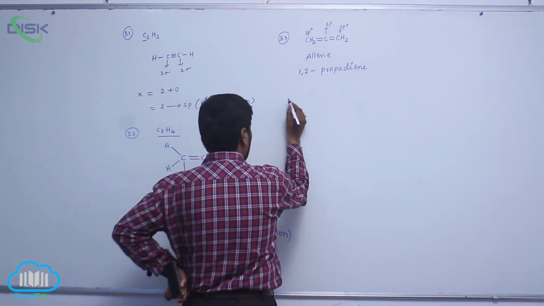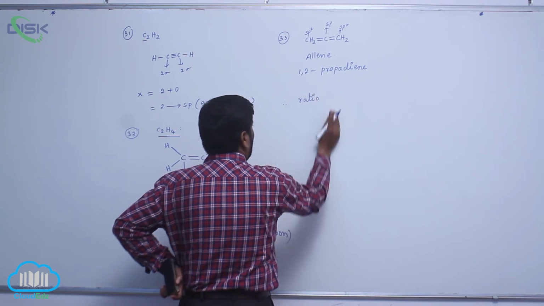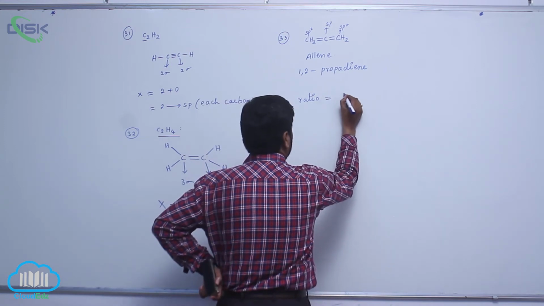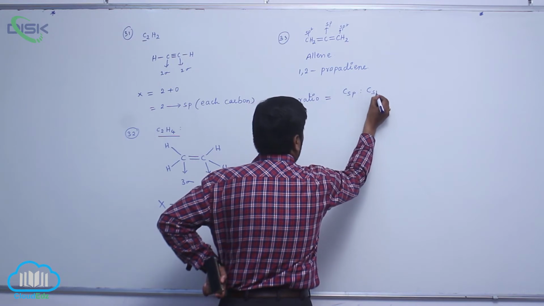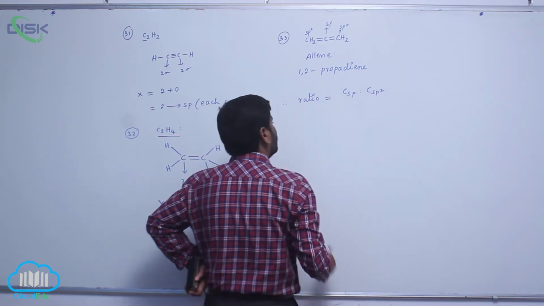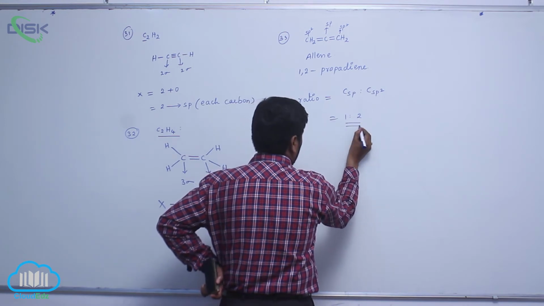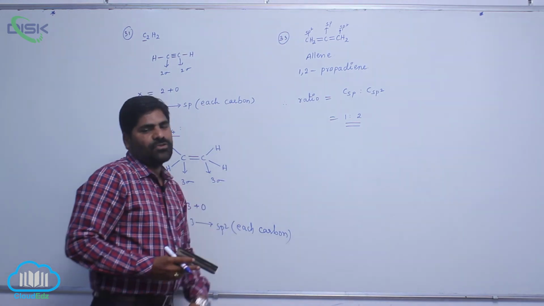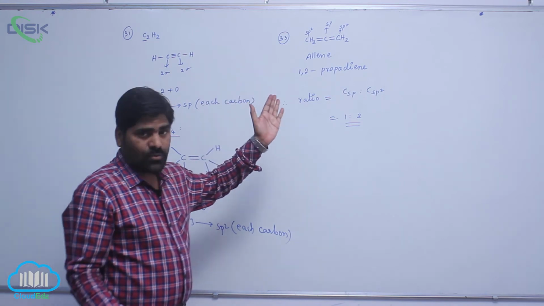So therefore the ratio of hybridized carbons, carbon sp to carbon sp2, that is 1:2 ratio. So this type of question is also very important in IIT JEE. One time this question was asked.